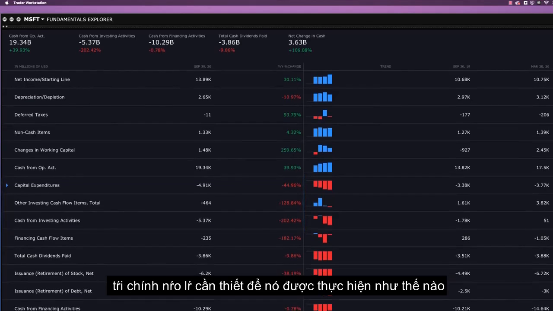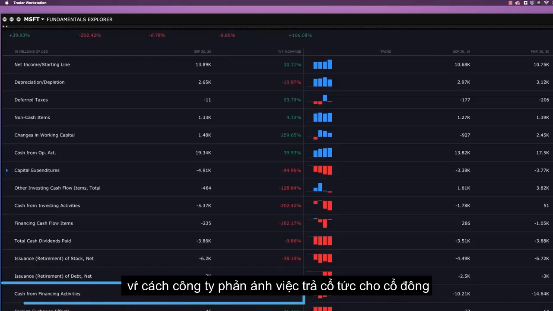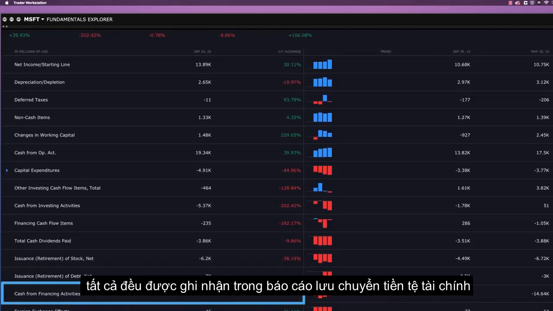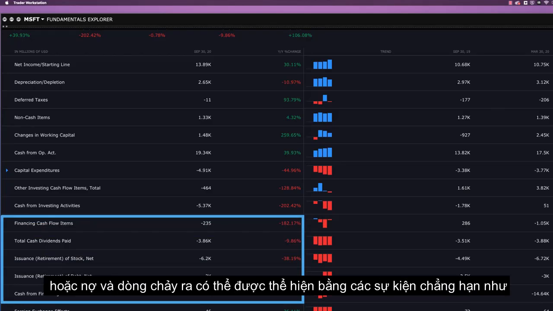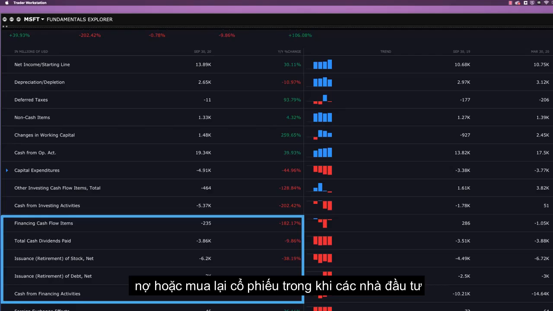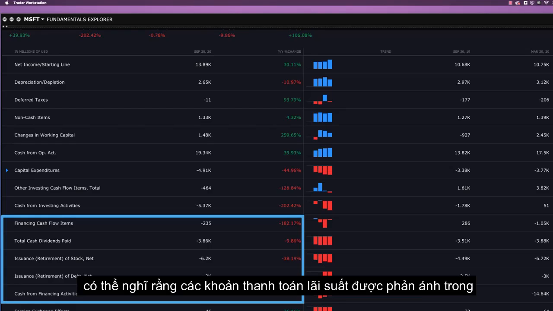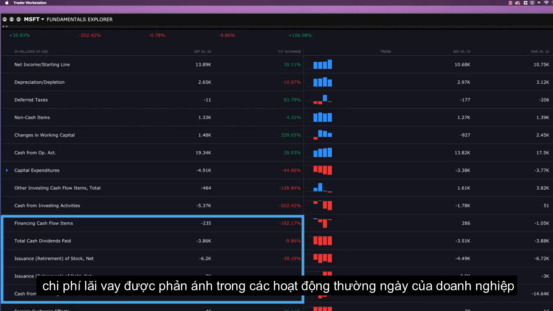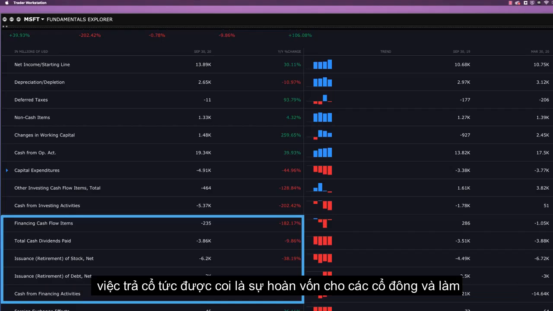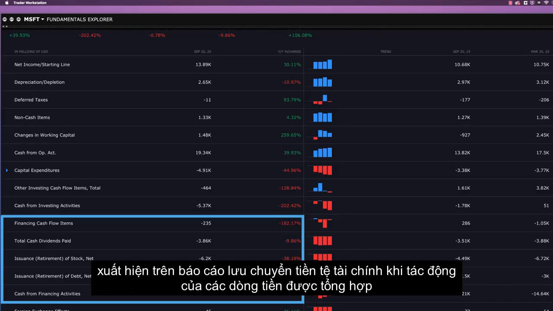What financing is needed, how it is performed, and how the firm reflects dividend payments to shareholders are all recorded in the financing cash flow statements. Inflows are represented by issuance of new shares or debt, and outflows might be represented by events such as retired debt or stock repurchases. While investors might think that interest payments are reflected in financing cash flows, that is not the case. Interest expense is reflected in the routine operations of the business. The dividend payments are considered a return of capital to shareholders and do appear on financing cash flow statements.